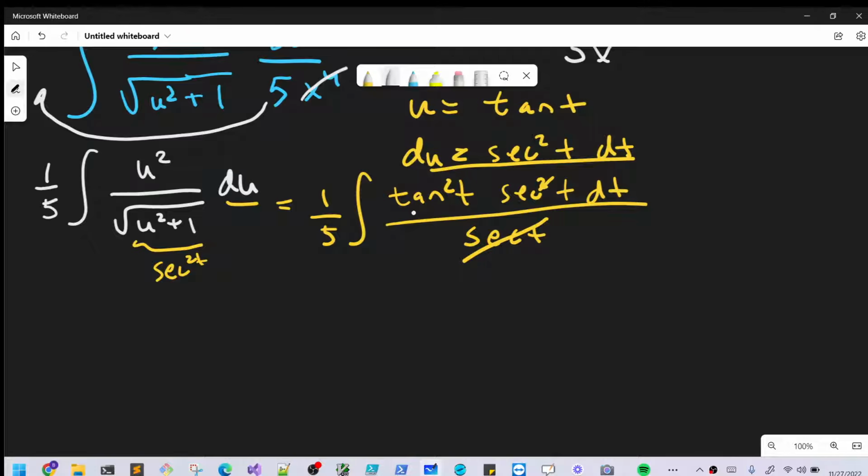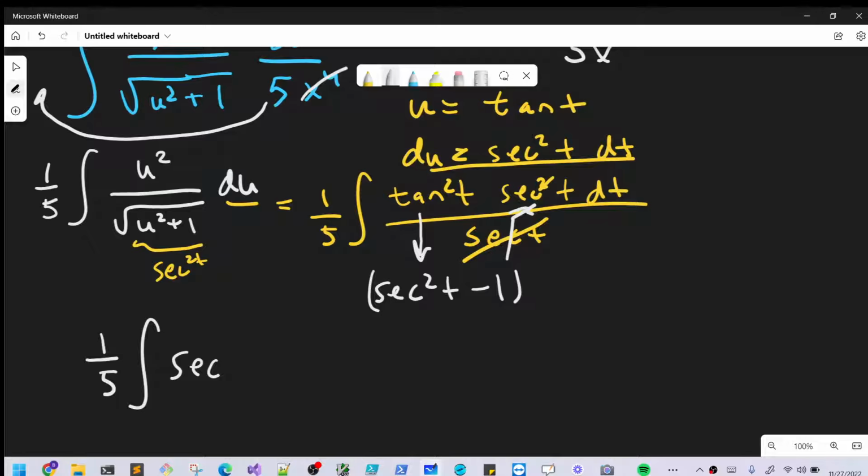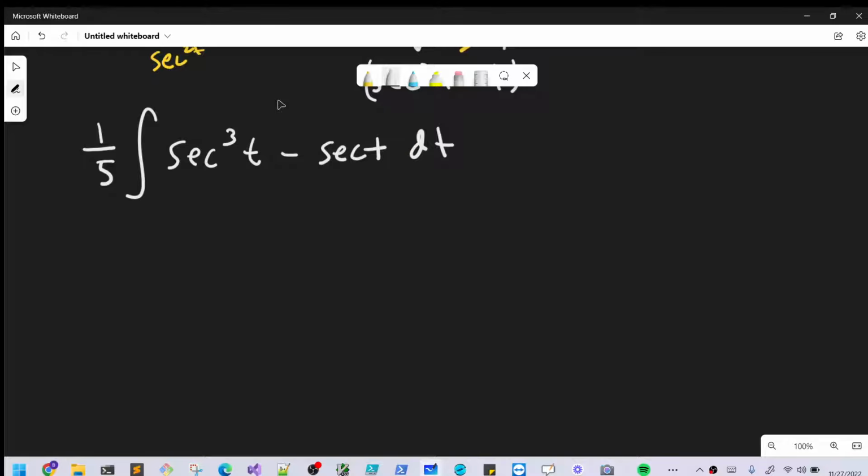What I can do for this tan squared of t is rewrite it as secant squared t minus 1 and distribute it with this secant t here. So what we're going to be left with is 1/5 integral of secant cubed t minus secant t dt. And these are both well-known integrals, so let's just do this real quick.